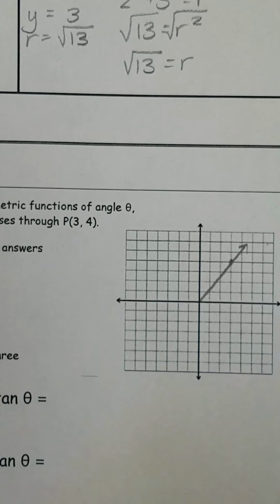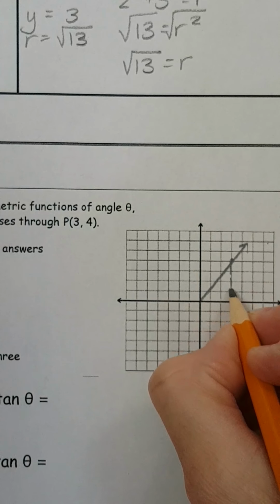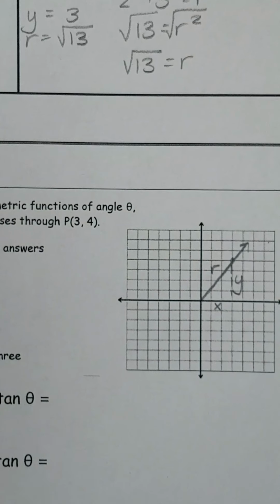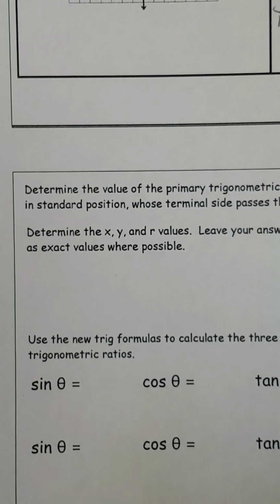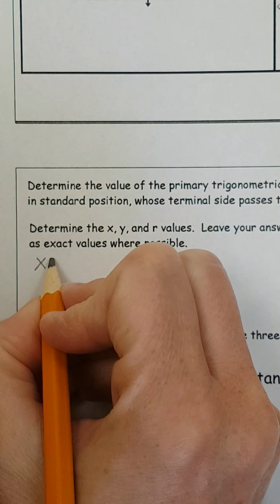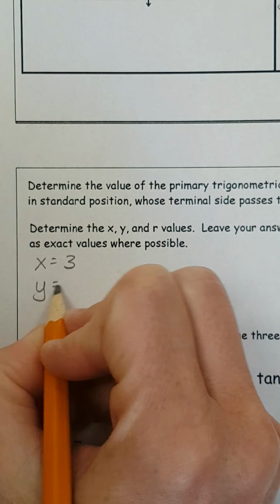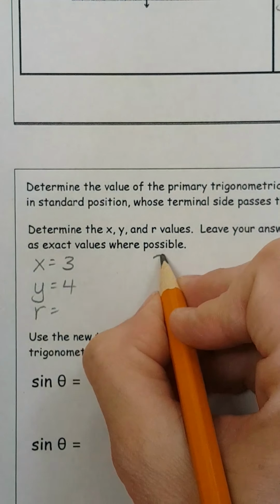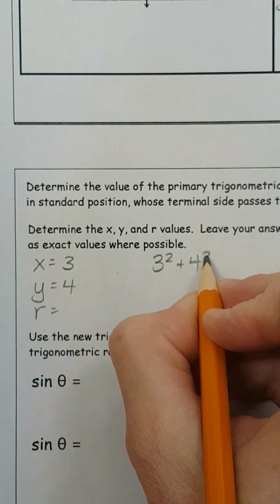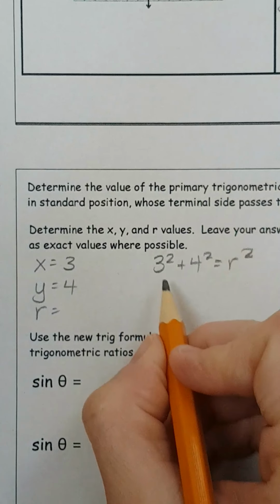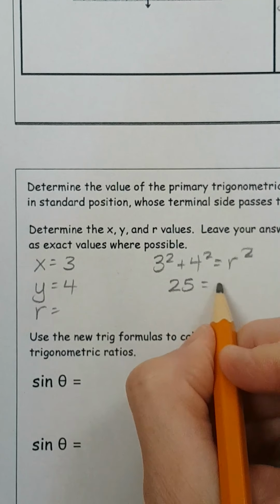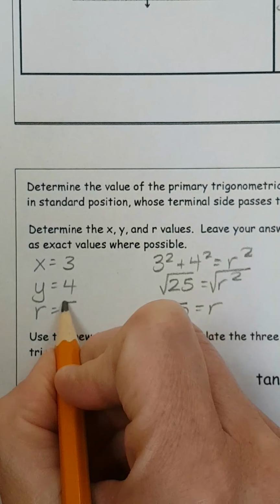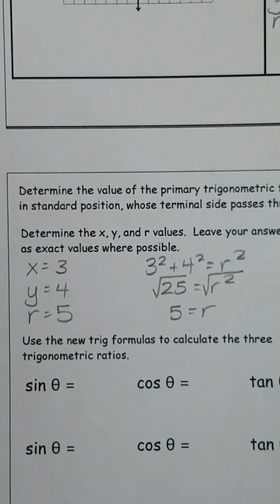So there's that one. What we have here is our x, this is our y, and this is our r value right there. So we need to figure out x, y, and r. x is 3, y is 4, and r we need to figure out the same way we did before. So 3 squared plus 4 squared equals r squared. 9 and 16 is 25, taking the square root of both sides. So we have a Pythagorean triple here, where they're all natural numbers.